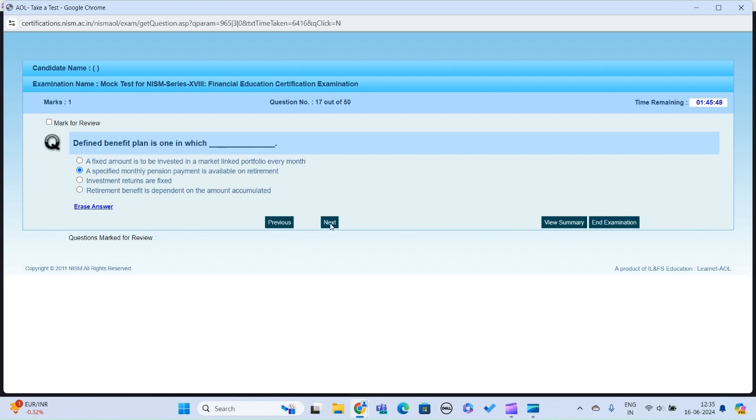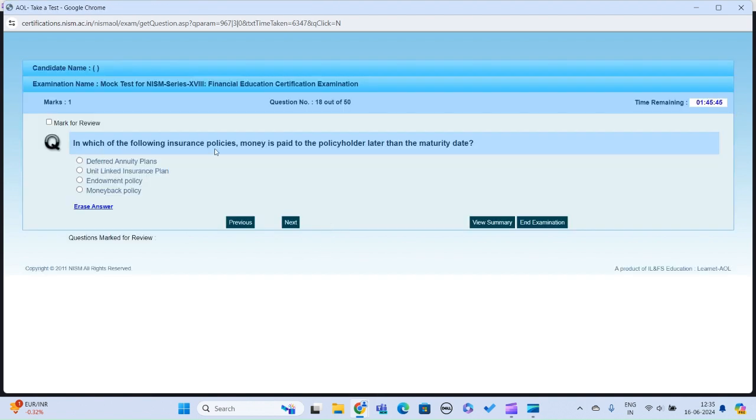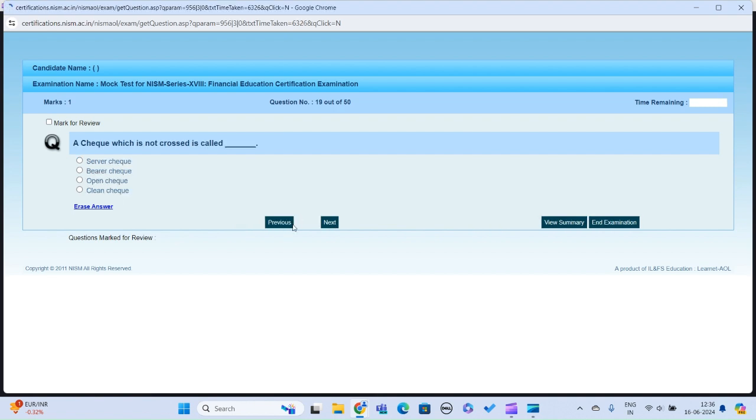That is the benefit plan. And in which the insured money is paid to the policyholder on a later date than the maturity date? On the maturity date, it could be an endowment policy. So this is later than the maturity date because it says later. I'll go with this, deferred annuity plan. Check which is not crossed. Yeah, it's pretty straightforward. Bearer cheque.